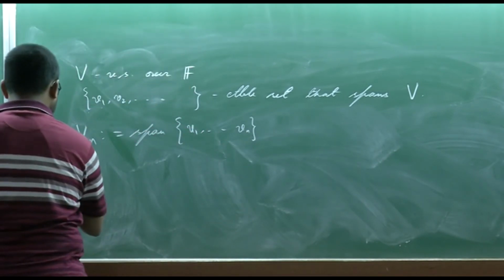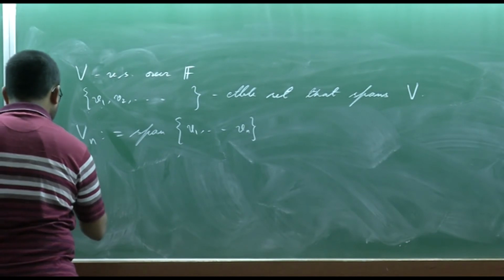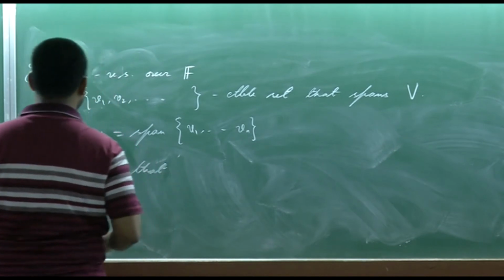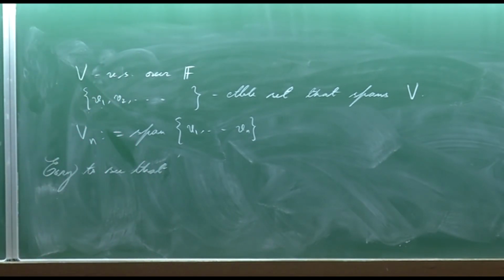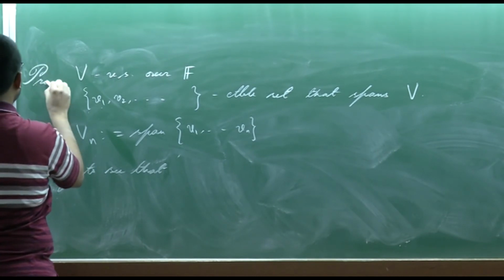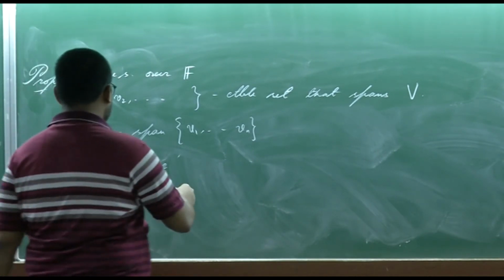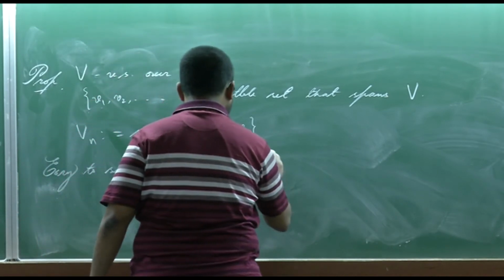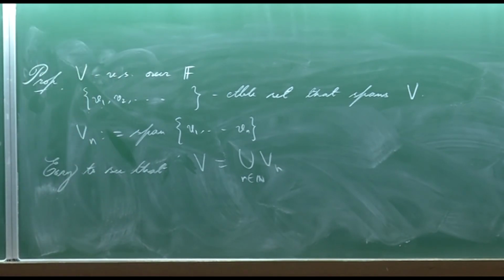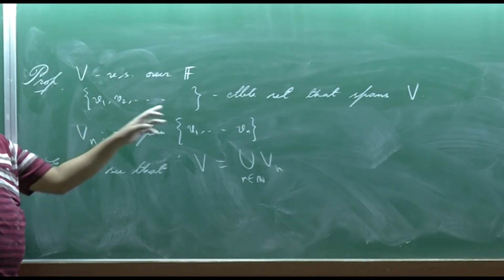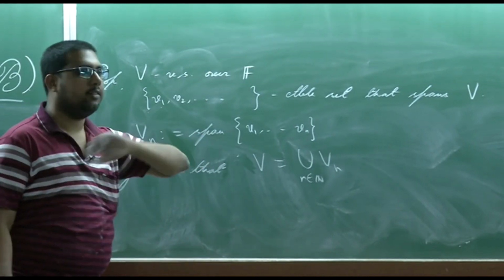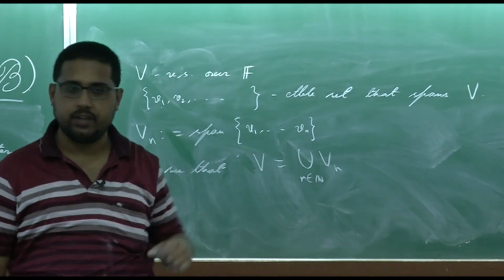Easy to see that. In fact, I am not leaving it, as I am in fact doing it. So, you can just take this as a proposition. Easy to see that V is going to be the union of all Vn's, because every vector you take will be a combination of these vi's, and beyond a certain stage, all the coefficients will be 0. So, then the vector is going to be contained in the corresponding Vn.